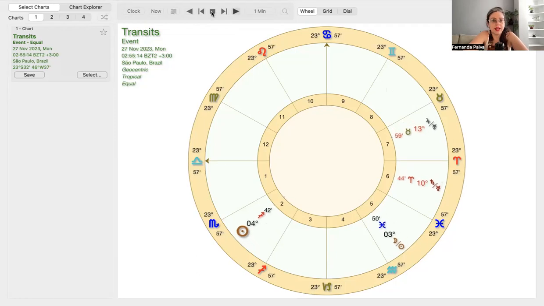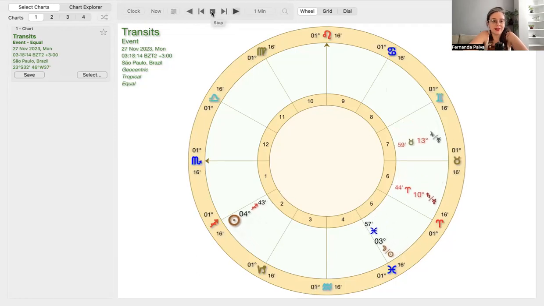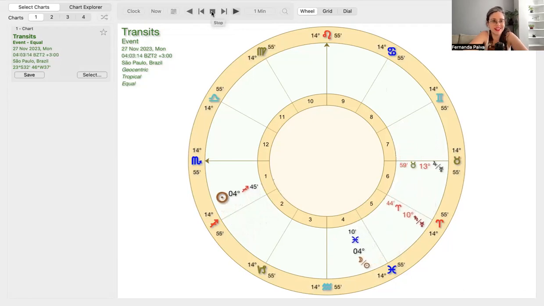Now for the late Pisces, the late Scorpio. I'm going a bit nuts here.